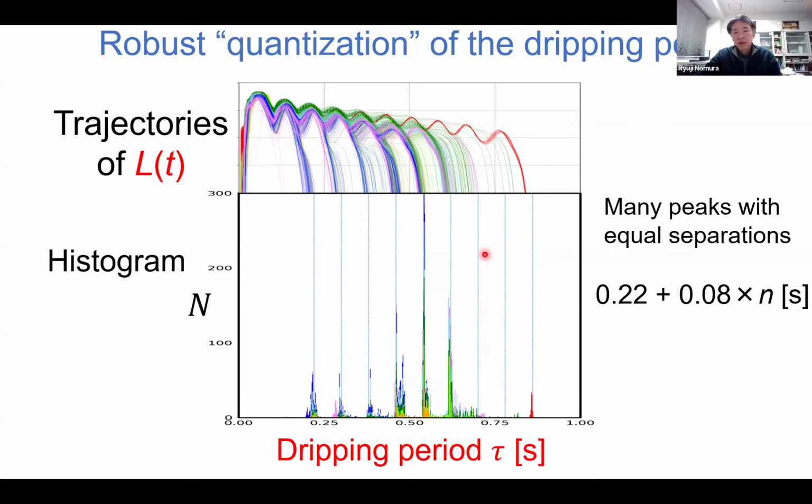And in this histogram, you see many peaks, and the separation between the peaks is equal. So they are equally separated, like this. And these vertical lines are the value of this. The agreement with the peak positions is good. So this 0.08 corresponds to the oscillation period, and n corresponds to the number of the oscillation. So again, you see that the timing of the dripping is completely governed by the high amplitude oscillation.